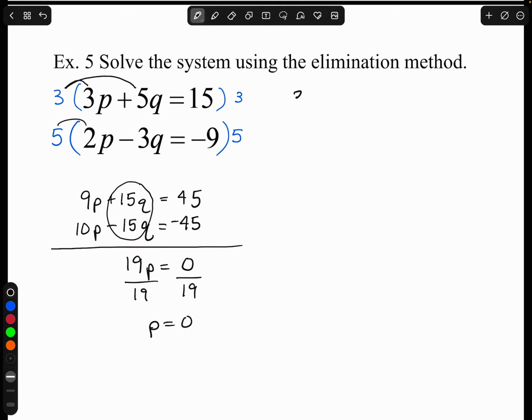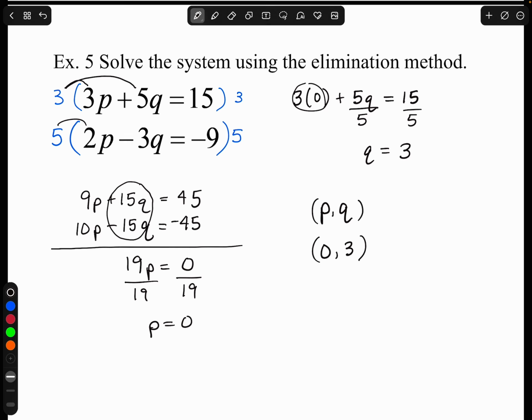Now don't freak out, because 0 is a number. So let's take that 0 and plug it in to see what we get for q. 3 times our p, which is 0, plus 5q is equal to 15. Well, this is just going to be 0. And then we're going to solve for q by dividing each side by 5. We get q is equal to 3. So the solution, and we always write these in alphabetical order, so p, q, would be 0, 3.